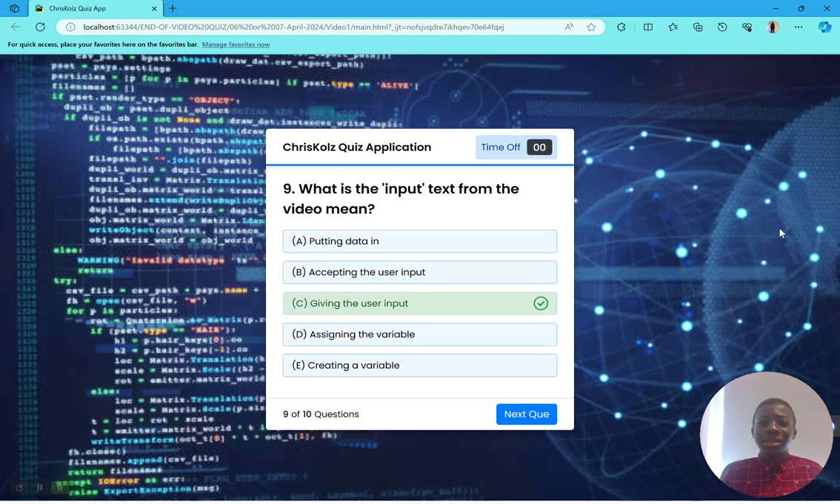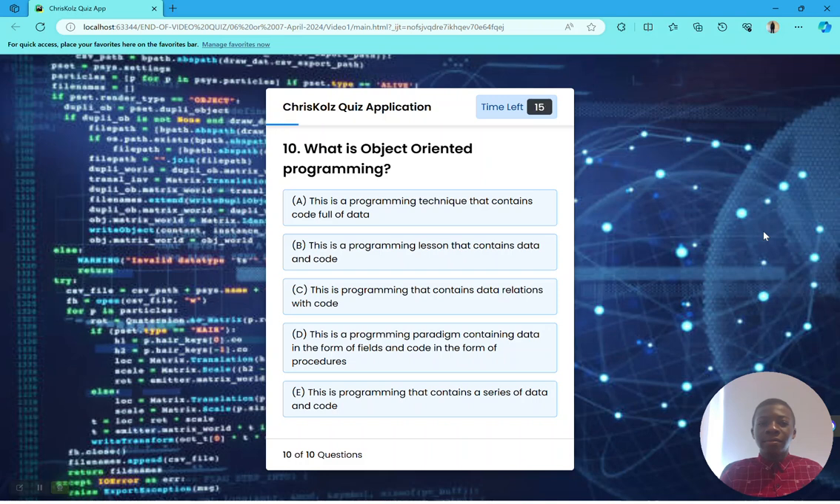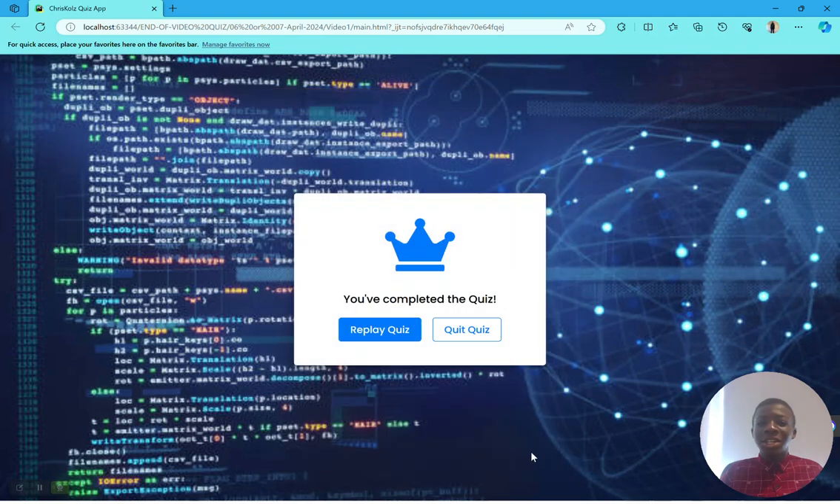So input is simply giving the user input. It's an obvious question. That's why I wanted you to answer it. Next one. Simply explained in the video. What could it be? There we go. That should be the answer. After that, I'm going to share the idea.